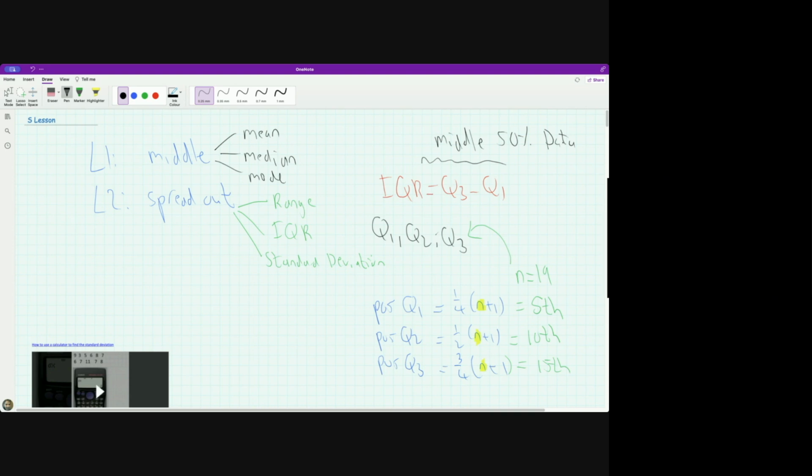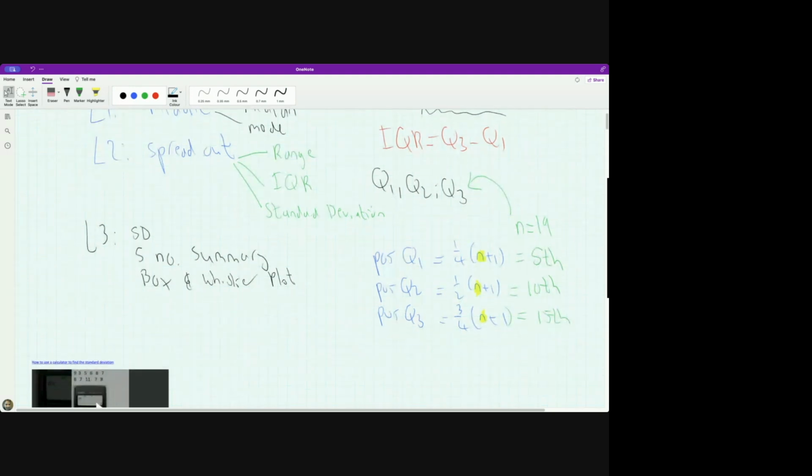All right. Now, what is lesson 3 going to be all about? Well, it's going to be a little bit at the beginning about standard deviation. I'm going to just go over that quickly. And then we are going to talk about something called the 5-number summary. And then we're going to talk about the graph of the 5-number summary, which is called the box and whisker plot. So we're basically going to be working on summarizing data and graphs that summarize data, and that graph is the box and whisker plot.